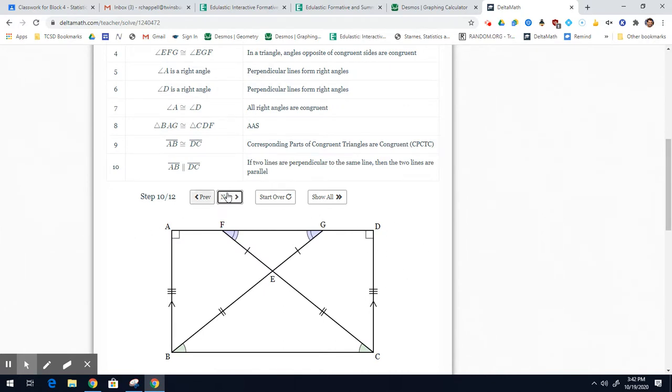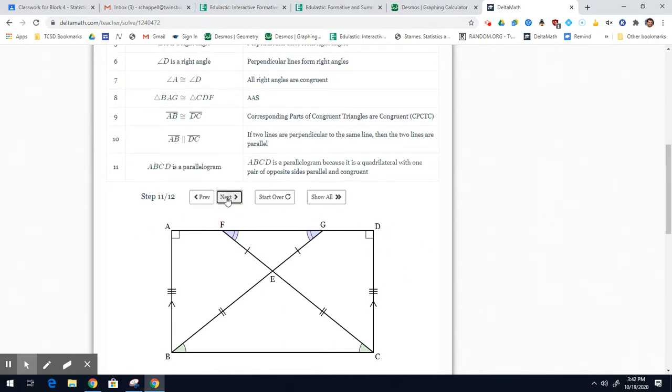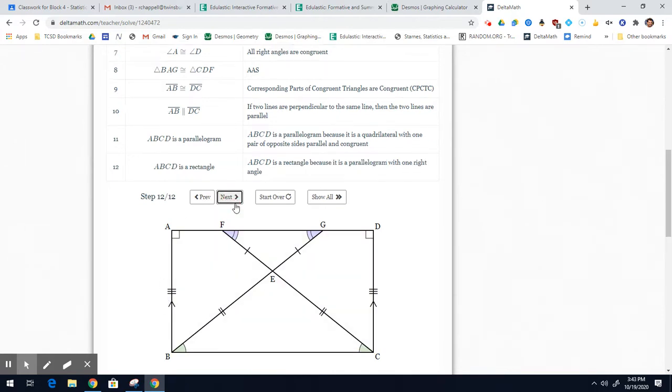They did the perpendicular lines to the same line. That's fine. So then they called it a parallelogram because you had one pair of sides congruent and parallel. And then they said it's a rectangle and had one right angle. So again, that's how they did theirs. I did mine that way. So that was a long proof. Sorry, I had to keep pausing. But again, there's always a way. One more coming.